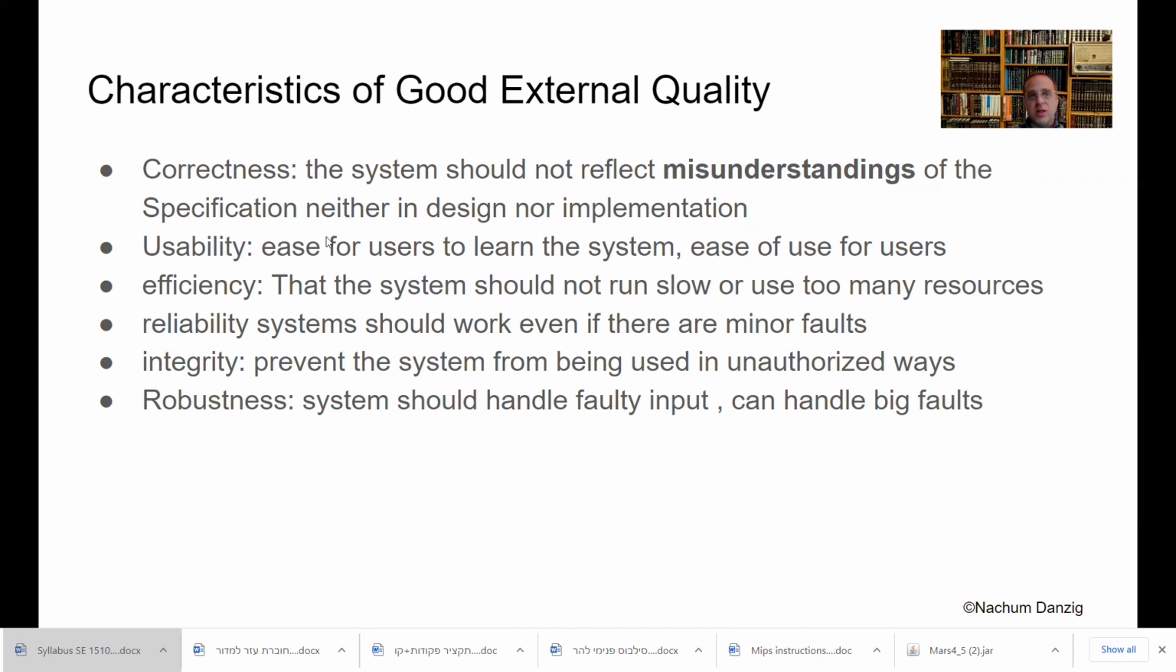It should be easy to use. Correct is one thing, but it could be that it's hard to find. Efficient: the system should not run slow, right? I don't want my system to run slow.